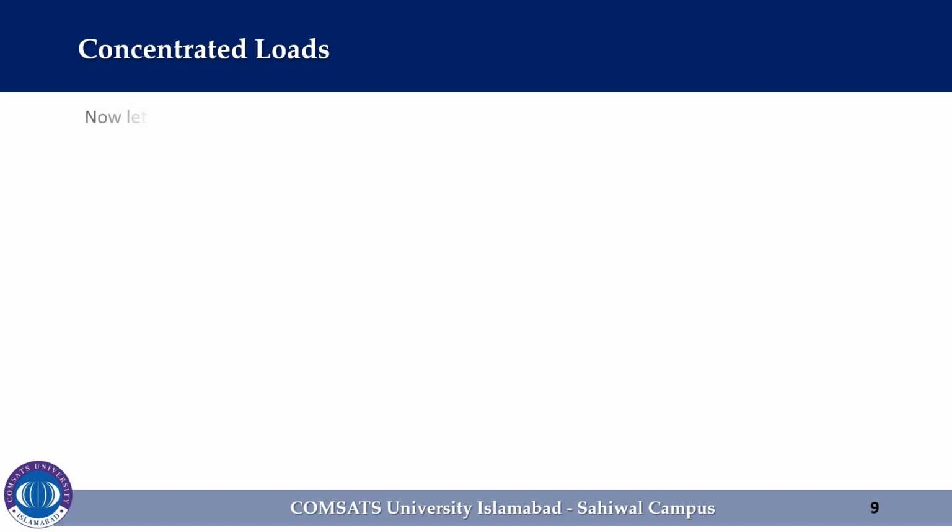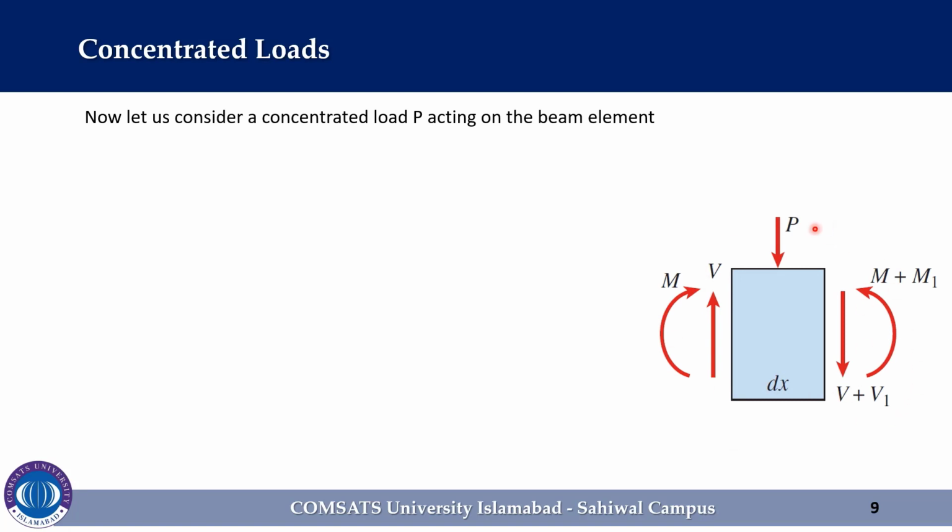Now let us consider a concentrated load P acting on a beam element as shown in the figure. From equilibrium of forces in the vertical direction, we get V minus P minus (V plus V1) is equal to 0, which we can also express as V1 is equal to minus P. So this result means that an abrupt change in the shear force occurs at any point where a concentrated load acts. As we pass from left to right through the point of load application, the shear force decreases by an amount equal to the magnitude of the downward load P.